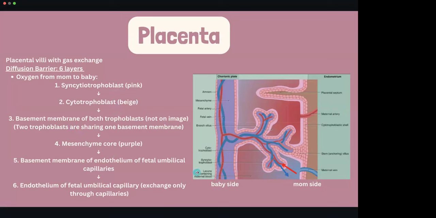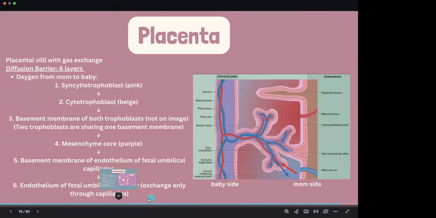And then the mesenchyme, the core, which is the purple part, and then the basement membrane of the endothelium of the fetal umbilical capillaries, and then the endothelium of the fetal umbilical capillary. So basement membrane, endothelium, and exchange can only happen through the capillaries. Make sure you remember that. So originally it is 6 layers. This is the baby side, this is the mom side. And the placental villi with gas exchange, okay?